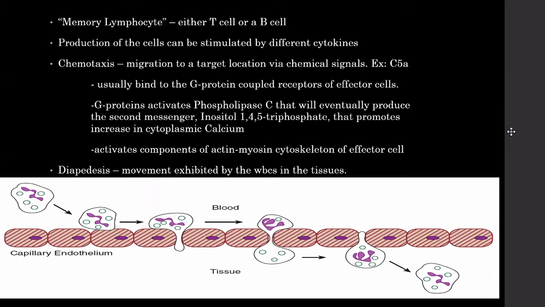There are so-called memory lymphocytes. When we say memory lymphocytes, it can either be a memory T cell or a memory B cell. The memory is produced when an antigen is presented to them. Okay, please take note of that. A memory is produced when an antigen of a specific bacteria, virus, or fungi is presented to them.